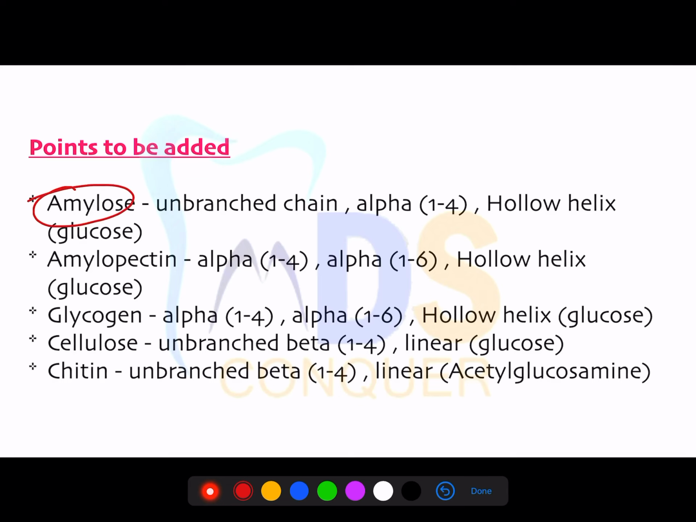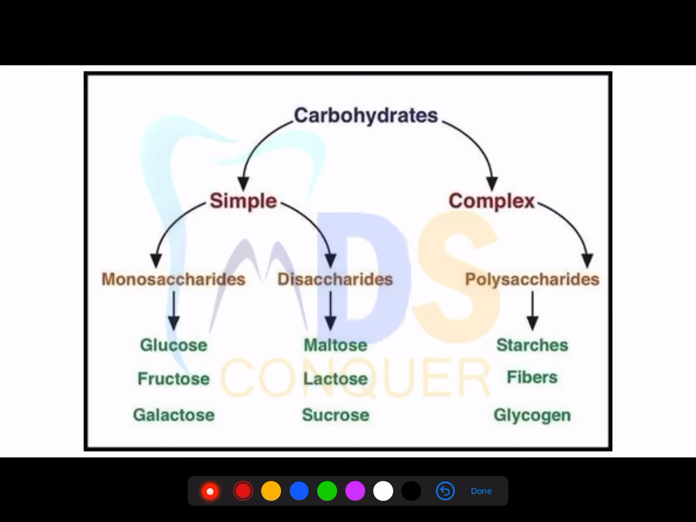So do make a note about what is the branching. This is the branching. These are the branchings. Okay, so please do make a note. This is completely memory based. Make a note of these branchings.